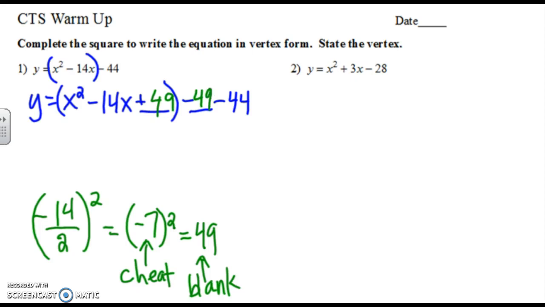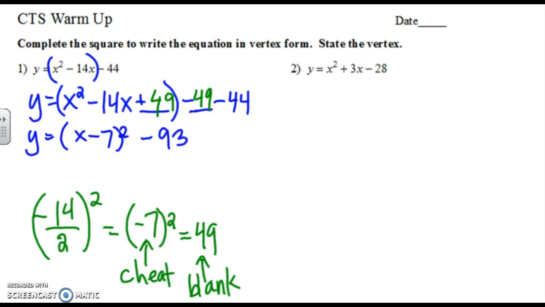From there, then you're going to factor that parentheses. When you factor it, you go back to x minus 7 quantity squared. And then you add the two outside numbers, negative 49 and the negative 44. That gives you negative 93.